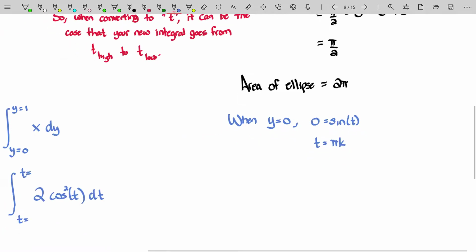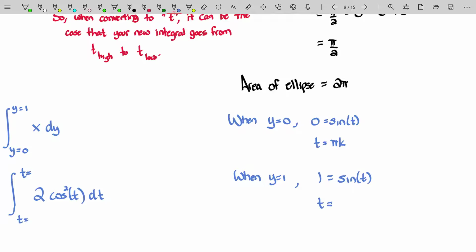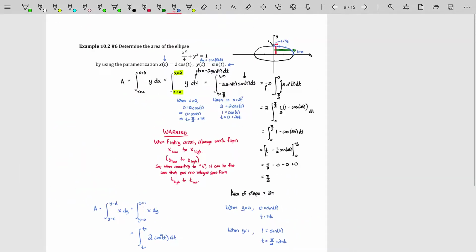And then we want to know what happens when y is equal to 1. Again, when y is 1, remember, y is equal to the sine of t. That means that 1 is equal to the sine of t. And we know the solution to that is that t is equal to pi over 2 plus 2 pi k. Again, it's always a good idea to plot these points on your curve to see that direction of travel, but we kind of know how it's going to be.